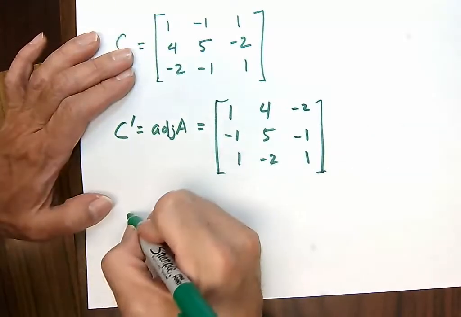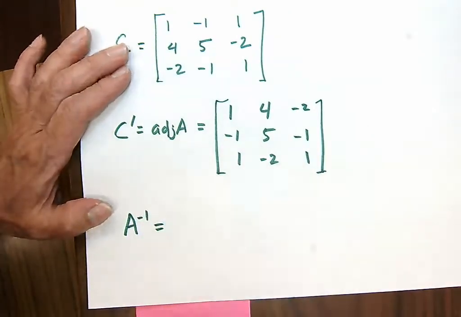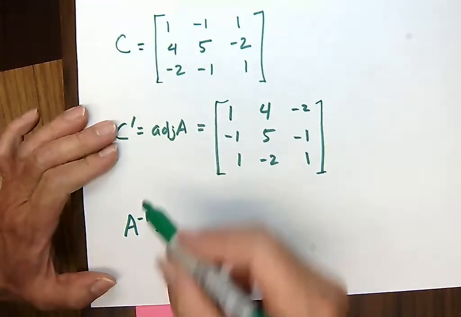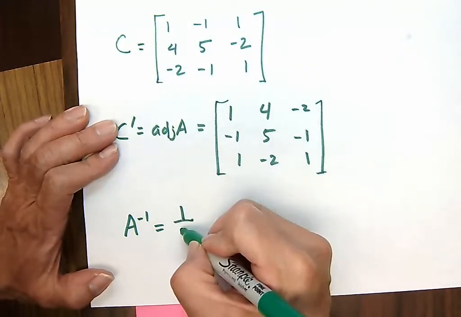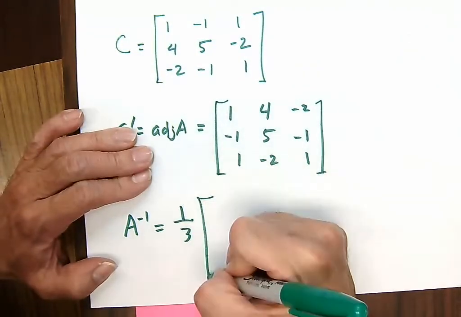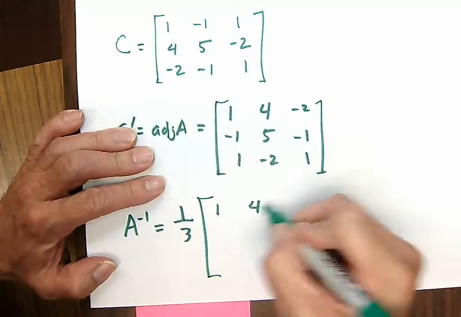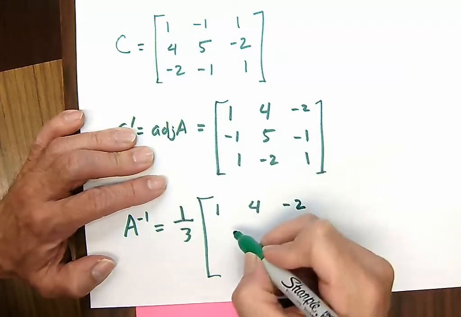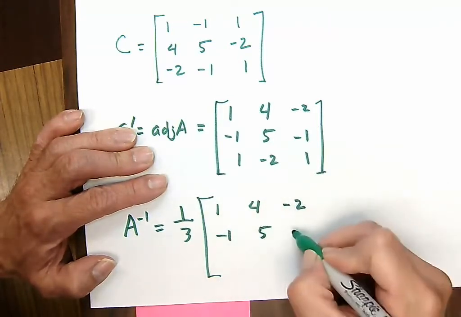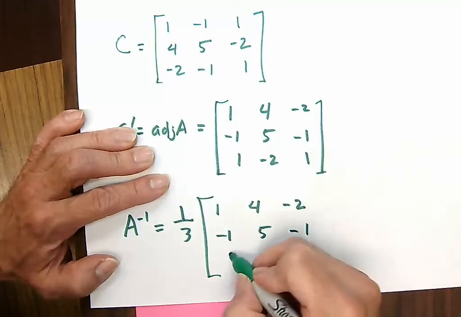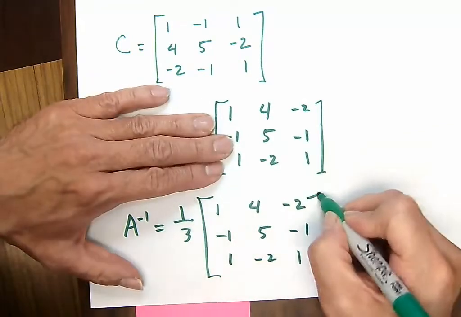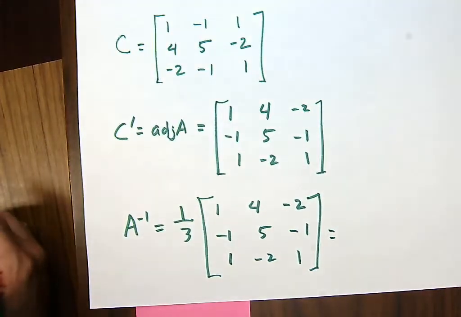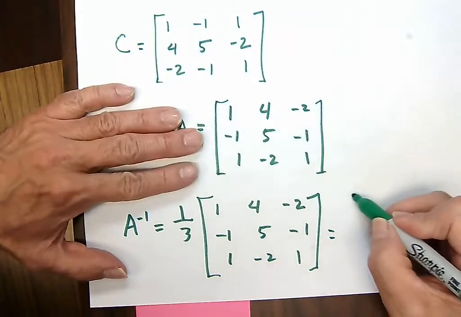Now we can simply write out what the inverse matrix of our A matrix is. It's 1 over the determinant of A times the adjoint of A, whose elements in the first row are 1, 4, minus 2. In the second row, minus 1, 5, minus 1. And in the third row, 1, minus 2, 1. And if we multiply our matrix by the scalar 1/3, we get the following result.